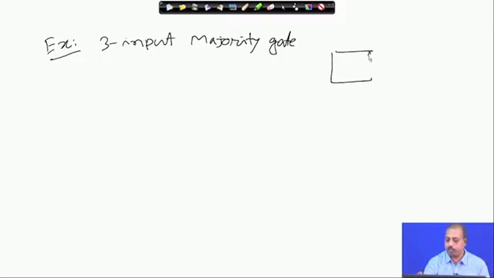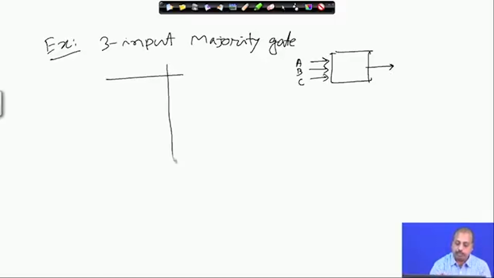The idea is that we have to design a block where there are 3 inputs, say A, B and C, and there is an output. This block will produce a value 1 when the majority of its inputs are equal to 1, otherwise it will output a 0. Any combinational design starts with the truth table of the design.